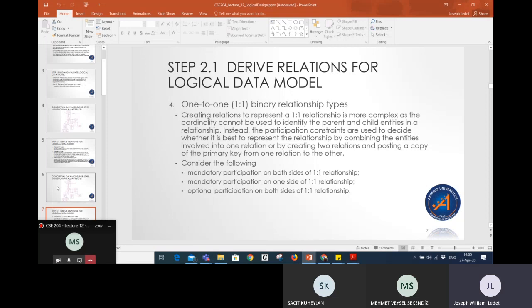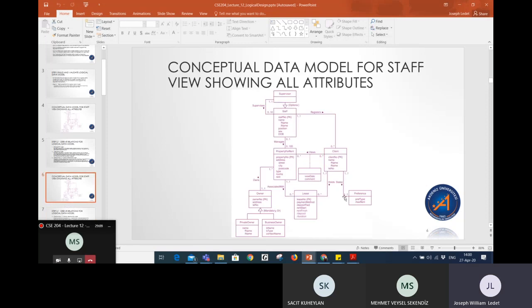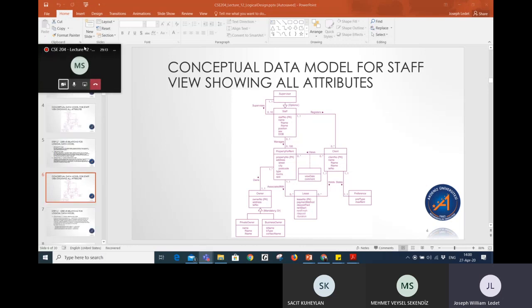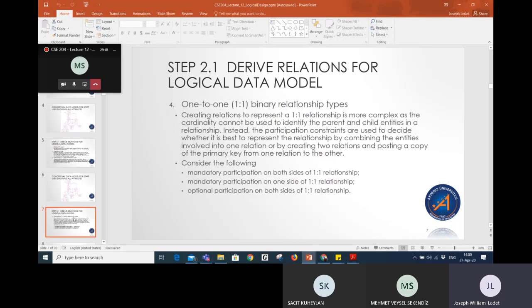Now, what about a one-to-one relationship? Because we do have that. We have this one-to-one relationship over here. A client has a preference. Well, there are a couple of different possibilities for how to handle that. We need to consider three different possibilities.